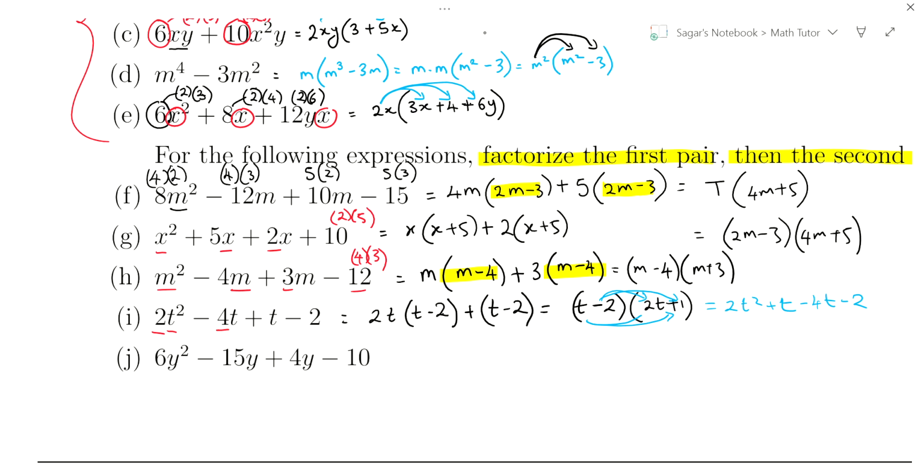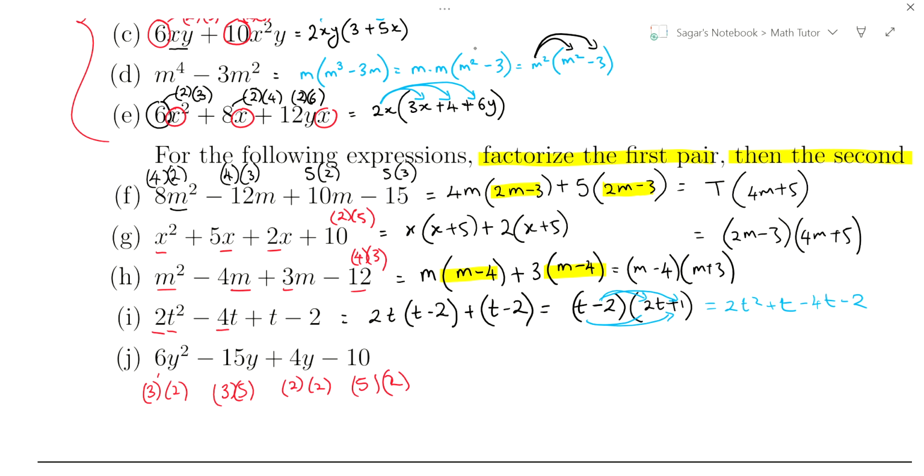Here 3 is going to be common, and y. 6 can be split into 3 and 2. 15y can be split into 3 and 5. And in the second pair, 10 can be split into 5 and 2, and 4, 2 times 2.